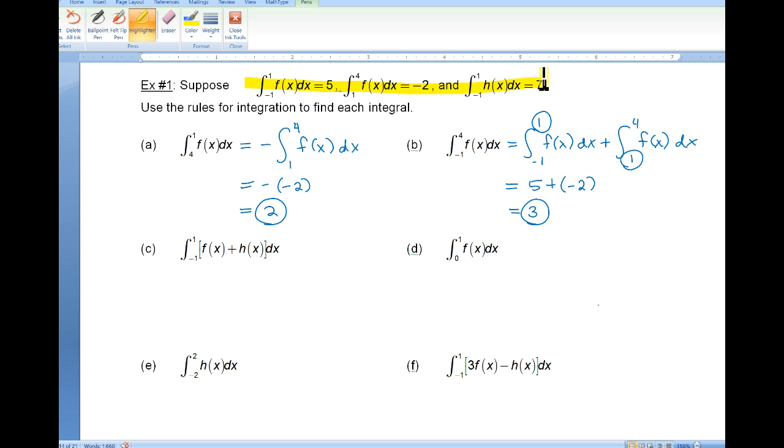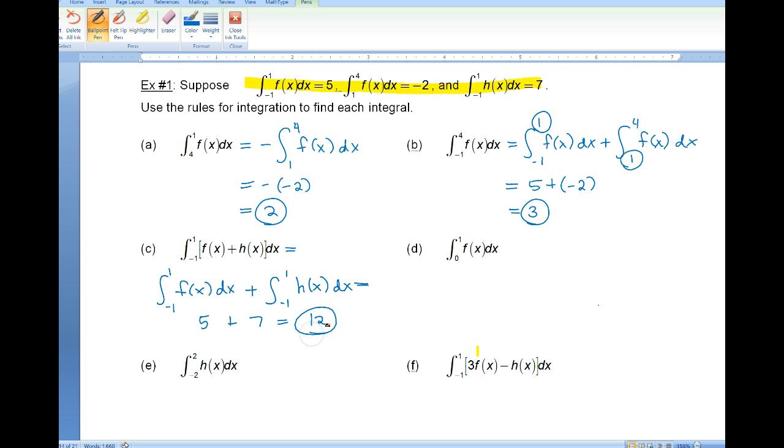All right. What's C look like? Alright, so C would be the integral from negative 1 to 1 of f of x dx, plus the integral from negative 1 to 1 of h of x dx. Okay, so this is the rule where we can distribute with a plus or a minus sign. We have the same bounds, so we're just distributing the integral to each part. This was the second to the last rule in the table. Okay, so if we look at our table of values, we do know from negative 1 to 1 of f of x dx is 5. And for h of x, that's 7.